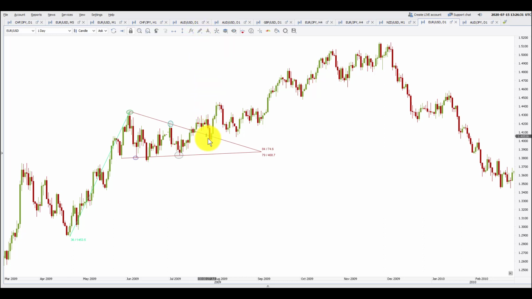Then how to trade this? Open a buy position here and keep your stop loss somewhere below this previous low. And what will be your take profit target? Your take profit target will be equal to the height of the pole, which in this case is this, but it should be measured from the break.